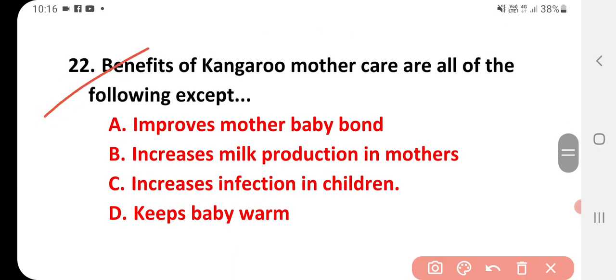22, benefits of kangaroo mother care, all of the following but except: improve mother-baby bond, increase milk production in mother, and keeps baby warm. So all are the benefits of kangaroo mother care but except increase infection in children. So option C is the right answer.